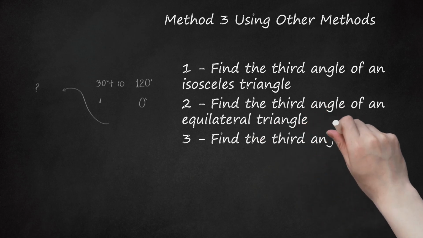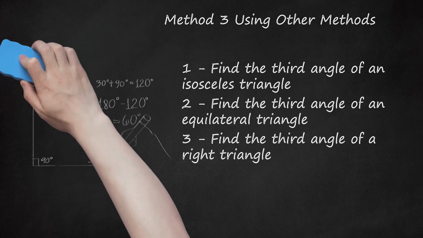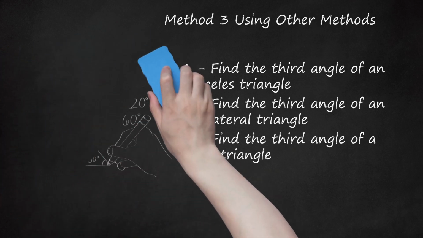3. Find the third angle of a right triangle. Let's say you know you have a right triangle, with one of the other angles being 30 degrees. If it's a right triangle, then you know that one of the angles measures exactly 90 degrees. The same principles apply. All you have to do is add up the measurements of the angles you know, 30 degrees plus 90 degrees equals 120 degrees, and subtract that number from 180 degrees. So, 180 degrees minus 120 degrees equals 60 degrees. The measurement of that third angle is 60 degrees.